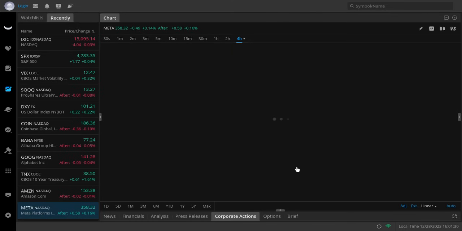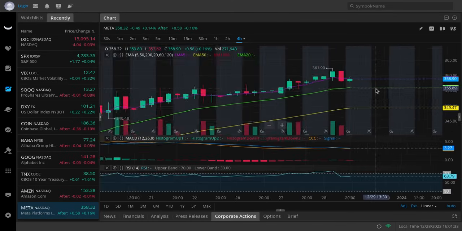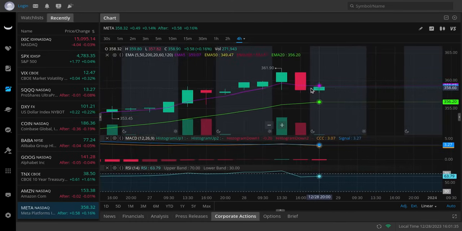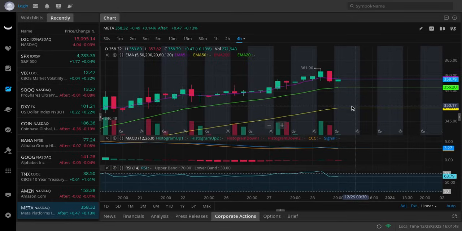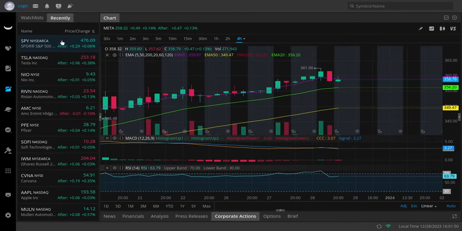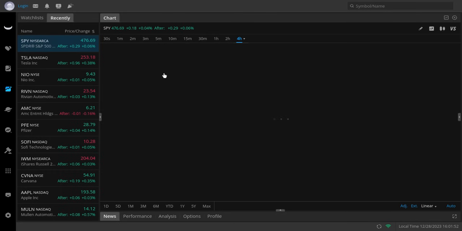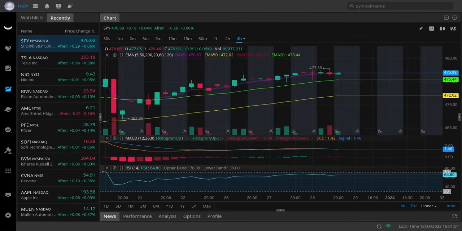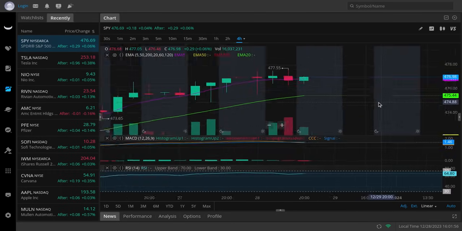For Meta, I would say that Meta is looking a little bit weaker, but it might backtest 360, then reject, come down to 356, and then bounce after that. So a little pop is coming, then a drop to test our 20 EMA at 356, and it might bounce right back up and continue to maintain this range. So a little pop and drop is what I'm anticipating for Meta, and then we'll see how it reacts to the 20 EMA.